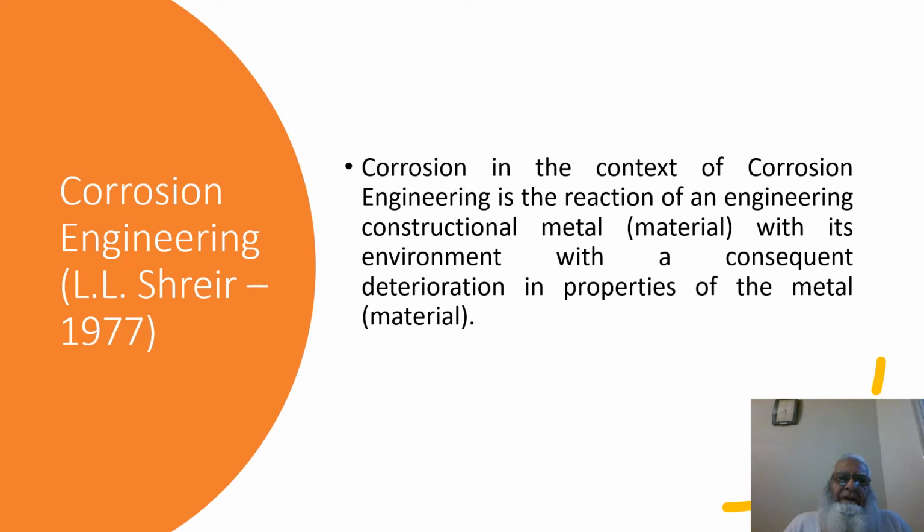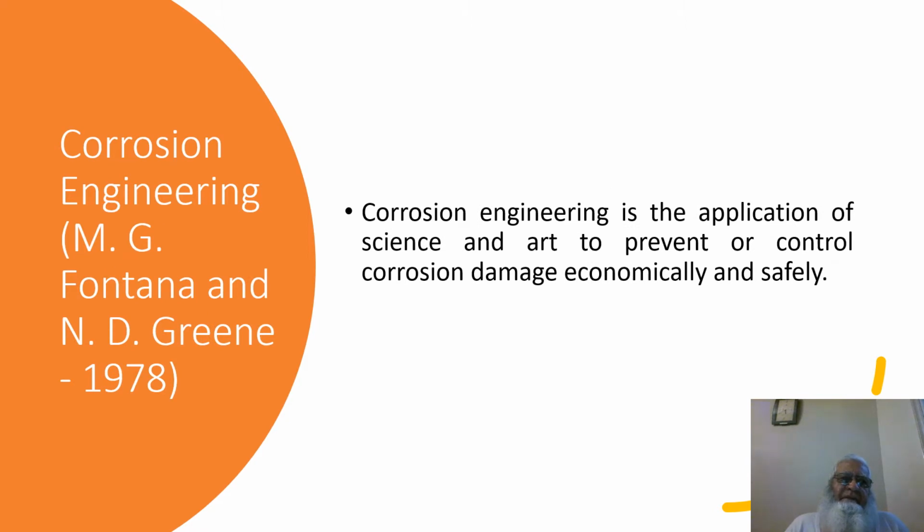This information is taken from Shreir, which states that corrosion, in the context of corrosion engineering, is the reaction of an engineering construction material with its environment, with the consequent deterioration in properties of the metal or the materials. This definition comes from Fontana and Greene, who state that corrosion engineering is the application of science and art to prevent or control corrosion damage economically and safely.